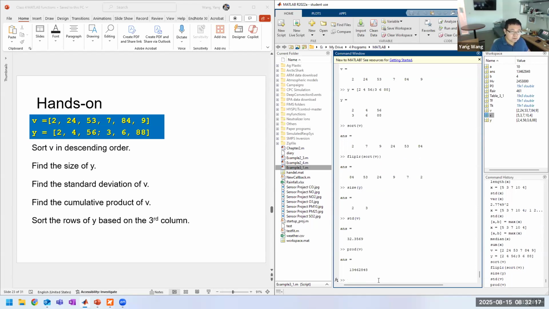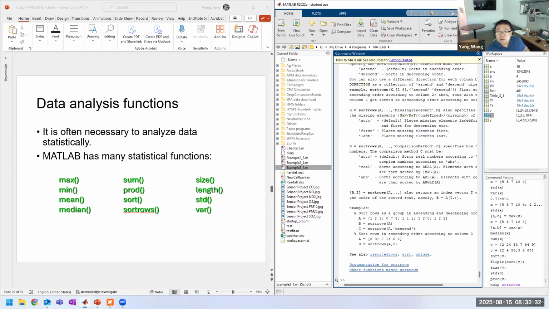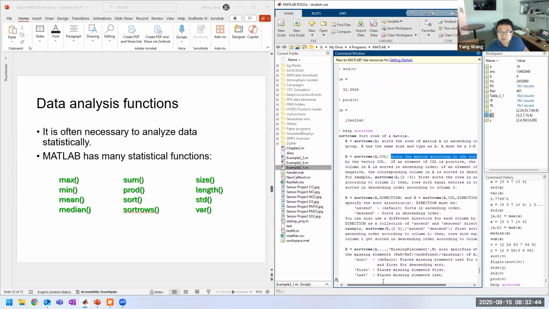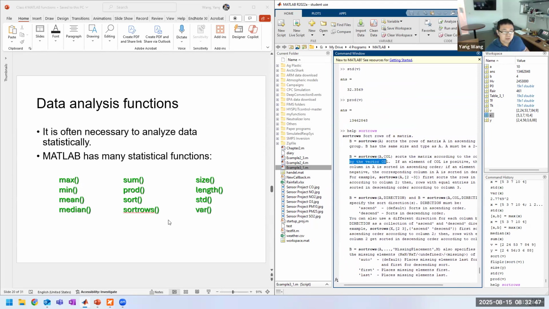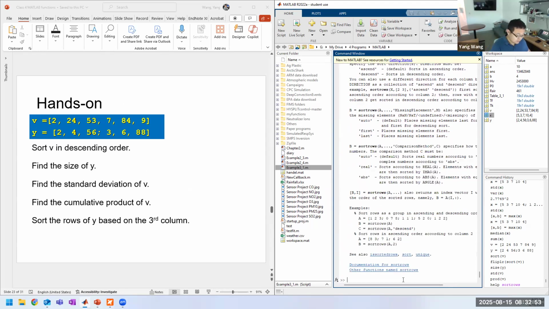Sort the rows of Y based on the third column. So I think maybe this is the sort rows function, what additionally it can do. So let's try help sort rows again. Okay, so basically, if you type in the column number, it's going to sort the matrix according to the column specified by the vector column. So if you want to sort the Y value based on column 3, then you will do sort rows, then Y, 3.